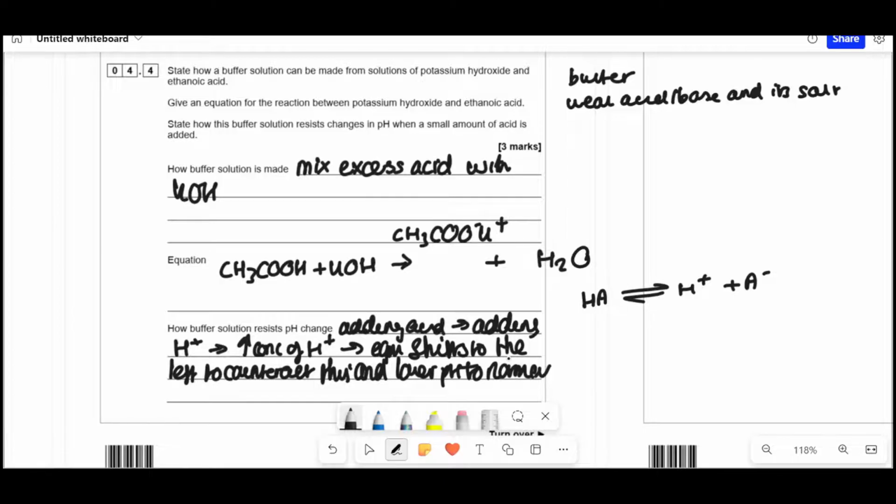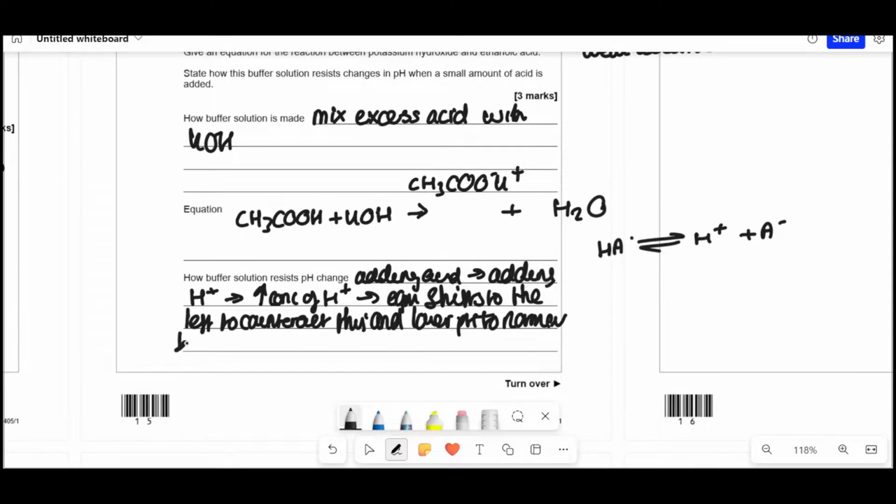But simply, in every equilibrium question, you can't just say it shifts to the left. You need to say what the shift means. So what that means is it's shifting to the left because it's reacting with that to make this again. But you can't just say A minus. You have to say what it is. So this is by H plus reacting with CH3COO minus, the A minus from the salt. And that's how it resists the change.